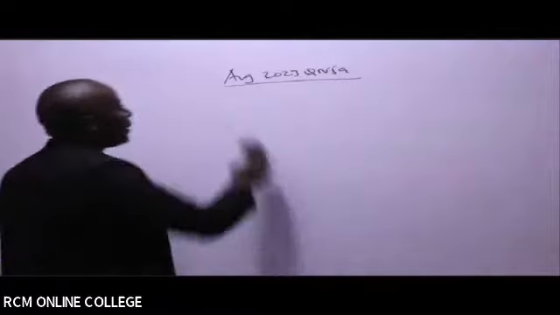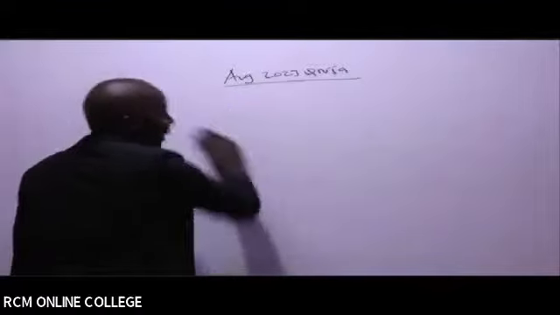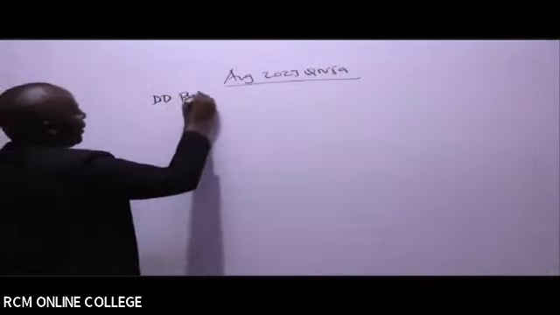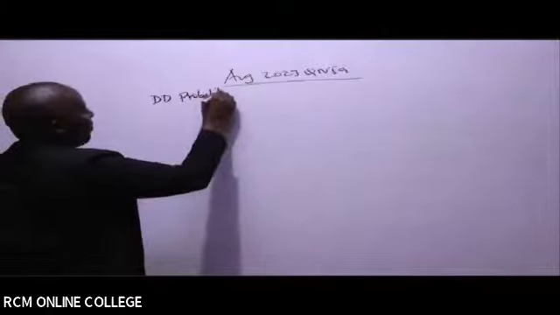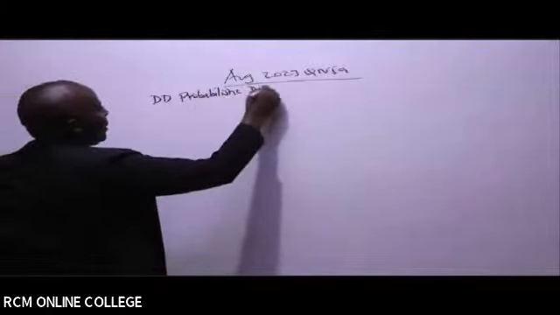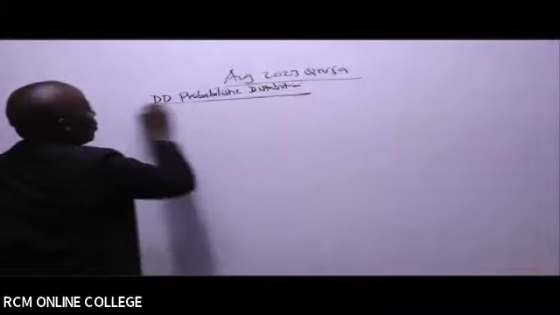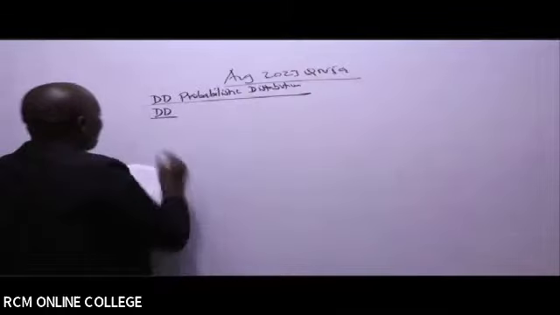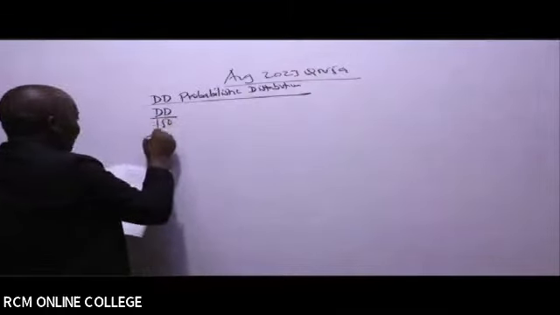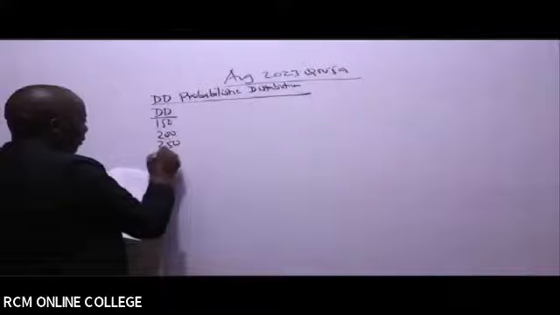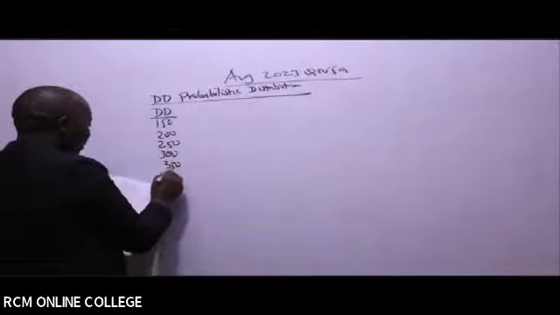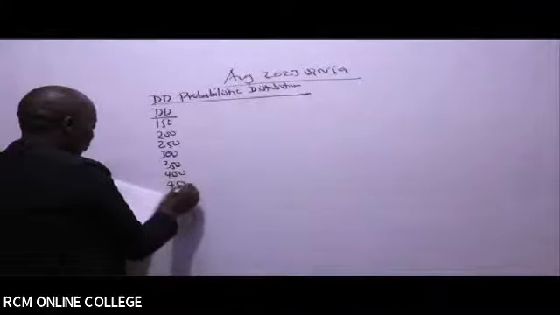So in this case here, give us the demand probabilistic distribution. So we have our demand: 150, 200, 250, 300, 350, 400, 450.